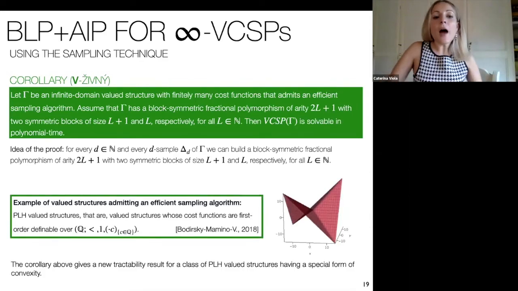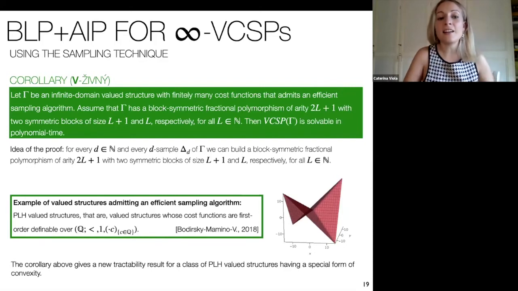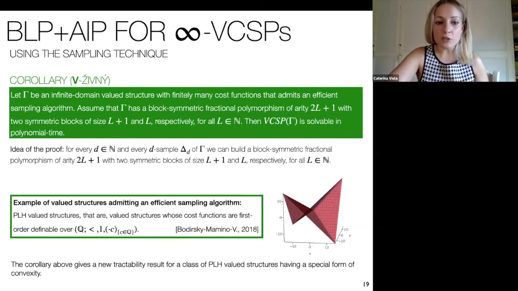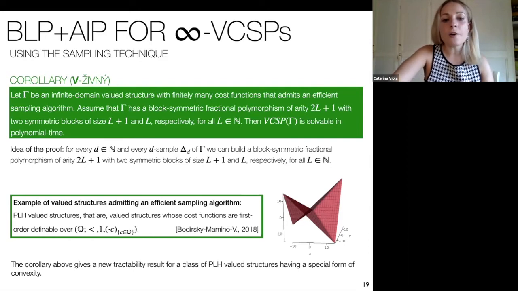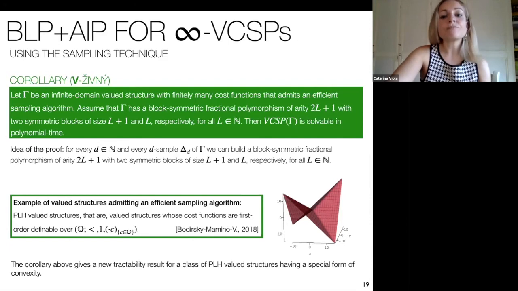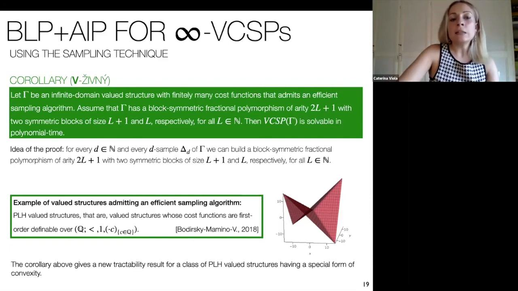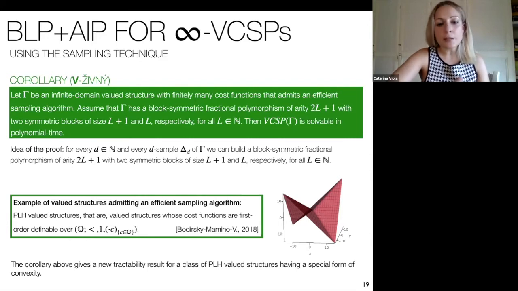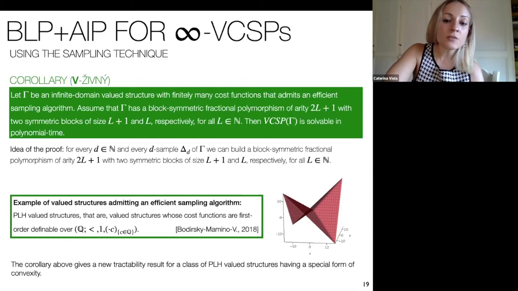We know that there are concrete examples of valued structures admitting an efficient sampling algorithm that are PLH valued structures, that are valued structures whose cost functions are first order definable over Q using the order, the one, and the scalar multiplication by rational elements. And so, using this corollary gives a new tractability result for a class of PLH valued structures having a special form of convexity.